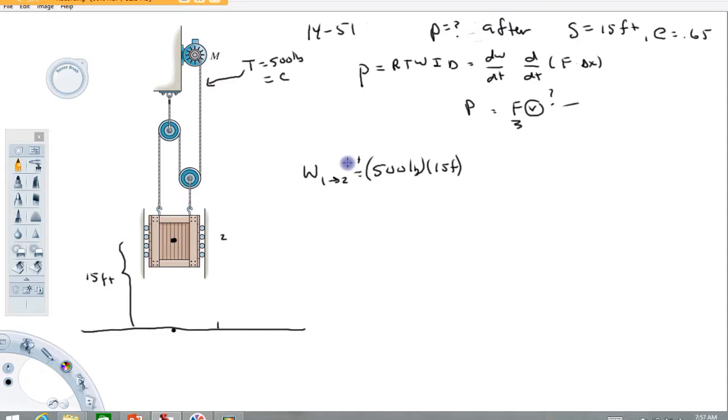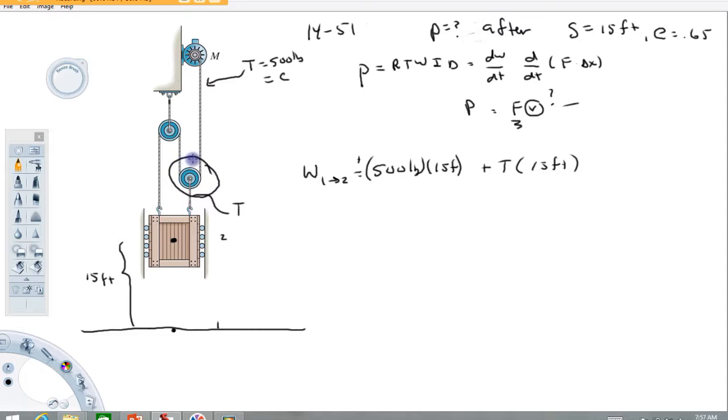That work term is positive because the tension is up, and so is the displacement. Then we're also going to have this guy right here times 15 feet. Again, that's a positive work term. And again, you can get the tension here by a free body of this system.